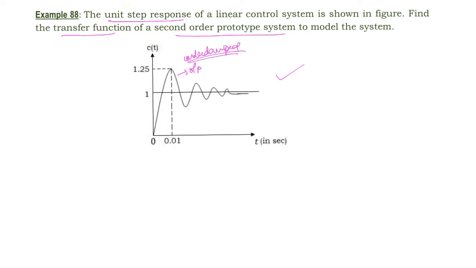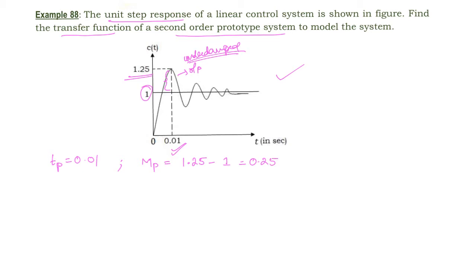It is reaching a steady state value of 1 and its peak overshoot is 1.25. The maximum value is 1.25, the peak overshoot will be this value. And the peak time is also given as 0.01 seconds. So from here you have peak time equal to 0.01 and the peak overshoot, Mp, will be the maximum value, which is 1.25, minus the steady state output, which is 1. So this will be 0.25.